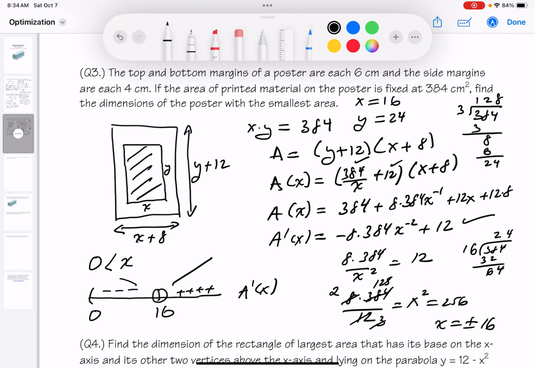All right? I do want to write the answer down, though. So what is the answer going to be? Well, I'm looking at my picture. It's going to be x plus 8, which is 24 centimeters. By, well, the y is 24, but I'm adding 12 to it, and that's going to be 36 centimeters.